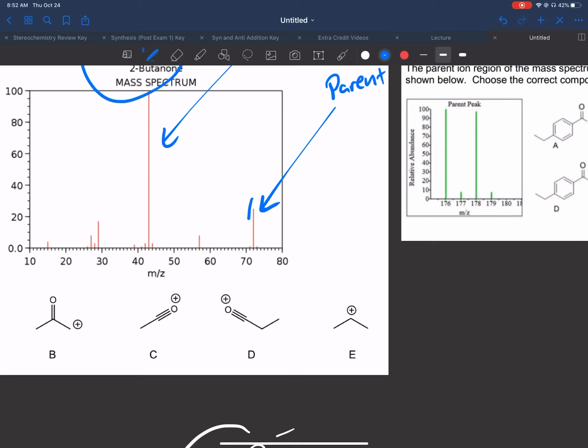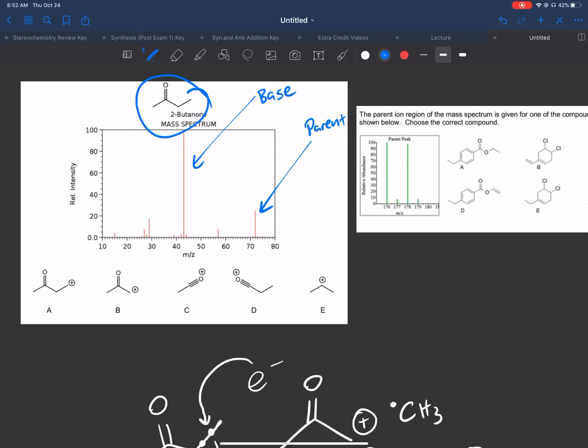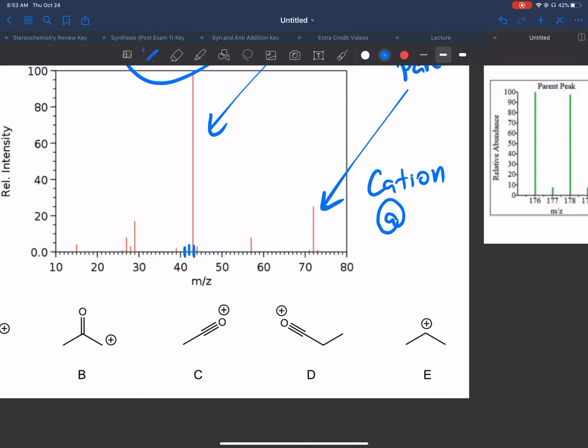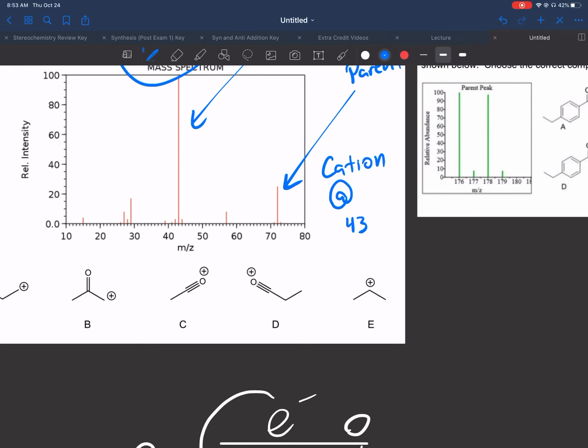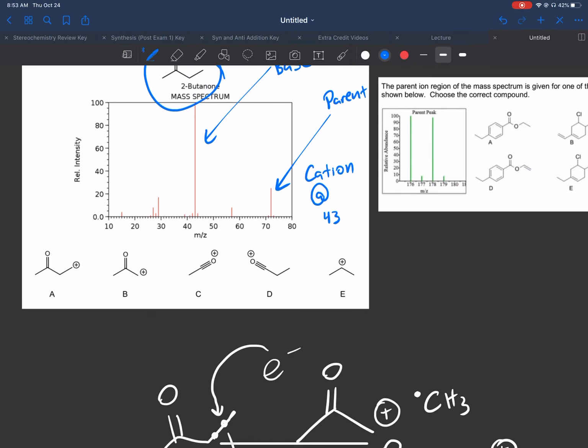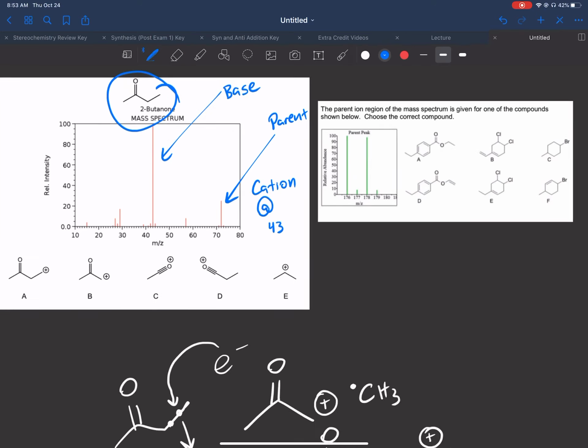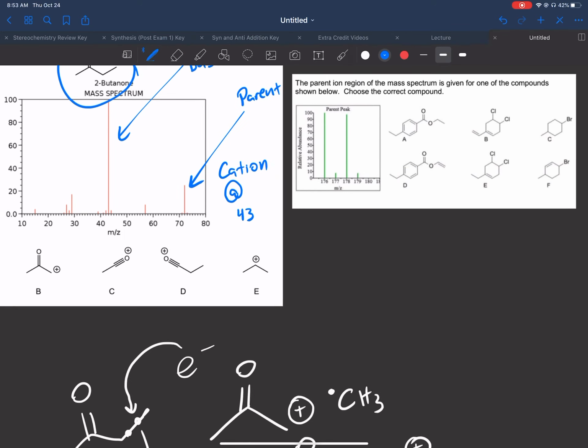So the strategy for this question is, I cut it out actually on accident, but what they asked is they asked you to find the cation at the base peak, which was, if you look and count, 1, 2, 3, at 43. Your x-axis corresponds to the mass. The y-axis corresponds to the abundance, which means the more abundant you are, the more stable. So they want you to find which of these structures, A, B, C, D, or E, corresponds to a mass of 43.